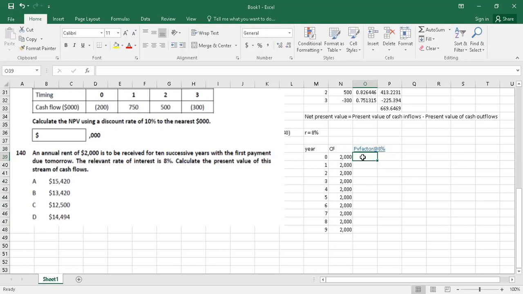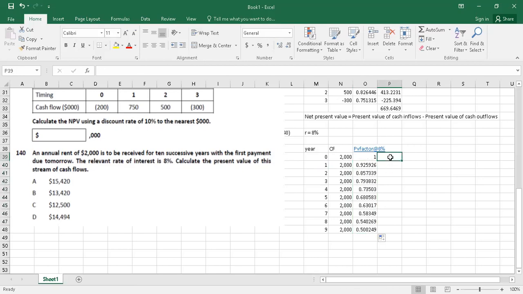So here it would be 0, here is always equal to 1. Then the next one is equal to 1 divided by 1 plus the rate of interest, 8%, whole to the power of 1. Just drag it down till here. Okay.